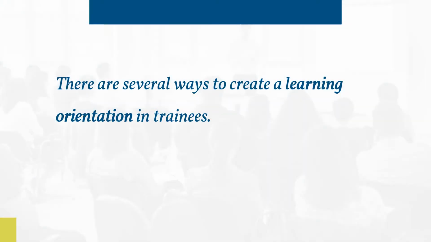There are several ways to create a learning orientation in trainees. These include setting goals around learning and experimenting with new ways of having trainees perform trained tasks rather than emphasizing task-oriented performance, de-emphasizing competition among trainees, creating a community of learning, and allowing trainees to make errors and to experiment with new knowledge, skills, and behaviors during training.